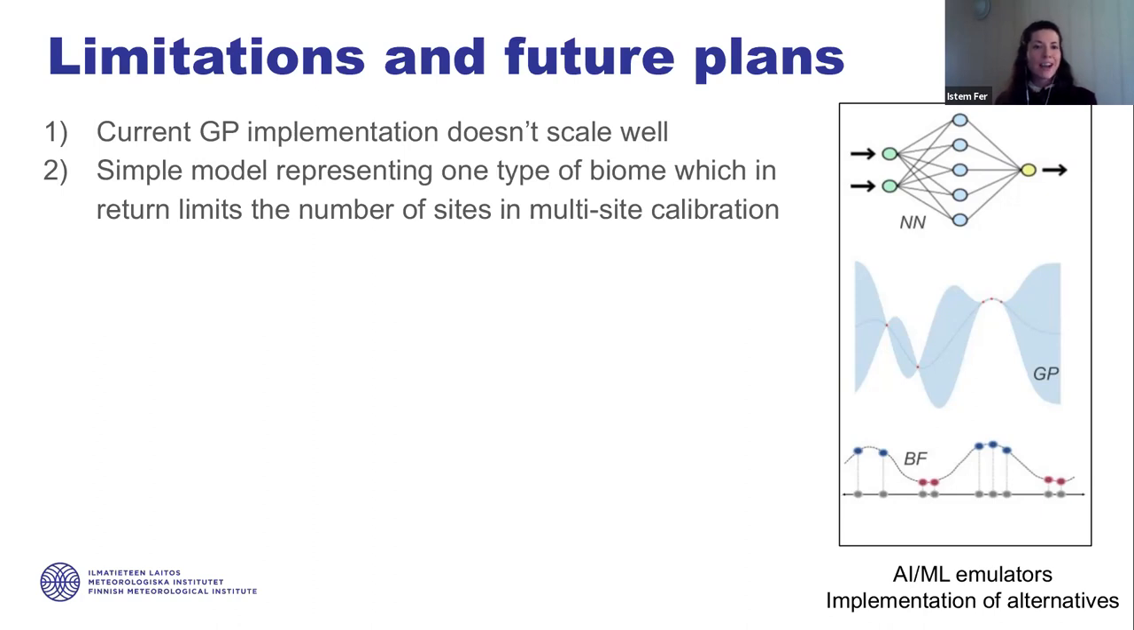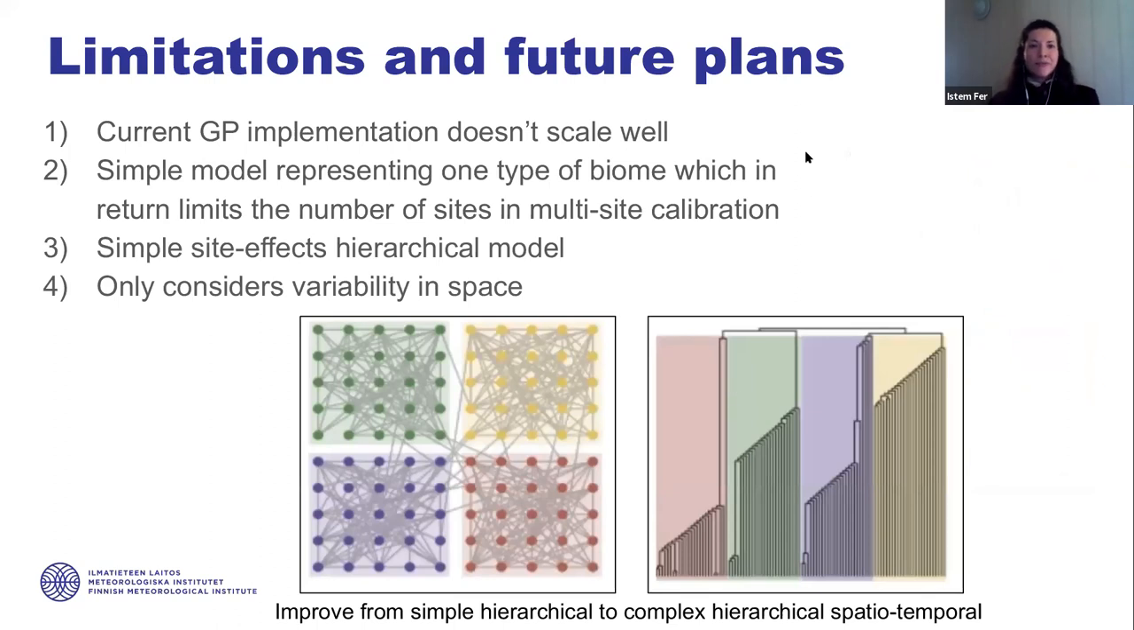So the idea is now to switch to faster, more scalable emulators, for example, some sparse implementations of Gaussian processes, or switching to Bayesian functions or neural networks. Yeah, we will see. And if we can get an emulator that can scale, then we can emulate for the whole globe. And once you scale to the whole globe, then you would have more sites, so the distance between those sites would also decrease. Then we would need a more complex hierarchical Bayesian model to better account for the spatial correlation structure in the parameter variables. Currently, our hierarchical model is quite simple and does not account for such information.